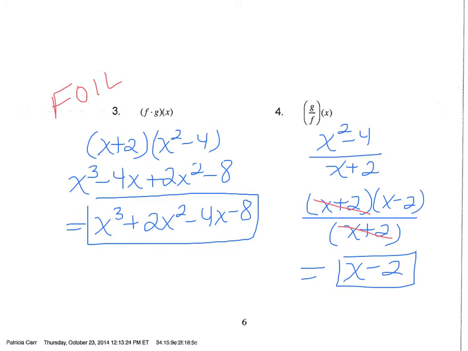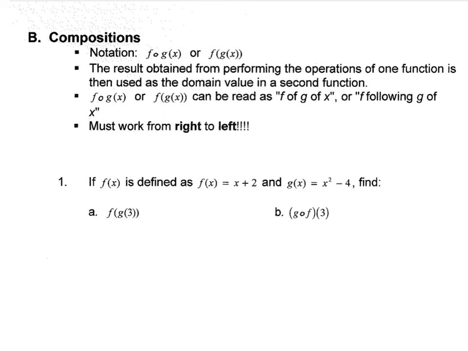So that takes care of operations with functions. Now we're going to move on to compositions. Compositions. Notation is f of a little open circle g of x or f of g of x using parentheses. The result obtained from performing the operation of one function is then used as the domain value in the second function, which means you need one answer to get the other.